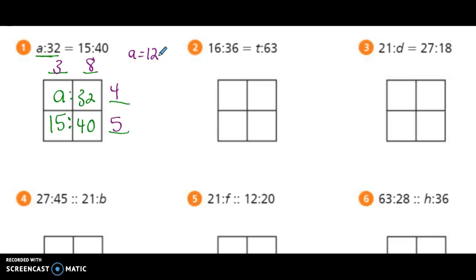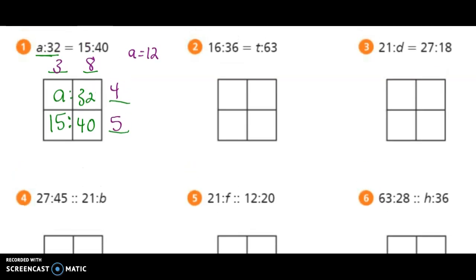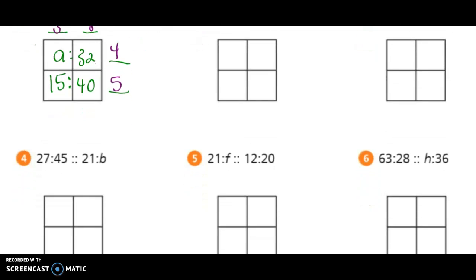Pause the video here if you have an example of the packet or were able to print out the packet PDF from yesterday. Try out these problems on your own, and then start the video back up again and check your answers, check your work.